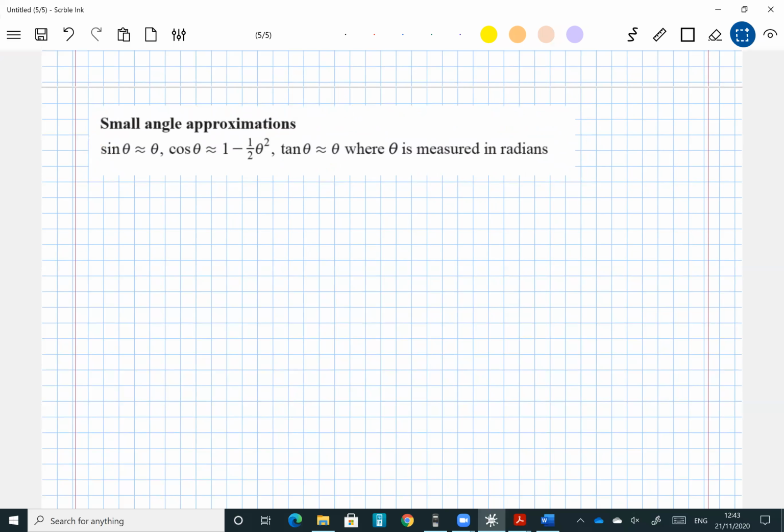And when angles are small, and small isn't really defined, but we're talking possibly about 0.1 radians if I were to put a number to it, but that's not official, that's just my judgment. For the small angle approximations to work, sine theta approximately equals theta, cos theta approximately equals 1 minus a half theta squared, and tan theta for small angles is approximately equal to theta. So I just want to go through a few examples of the sorts of questions that they could ask you.